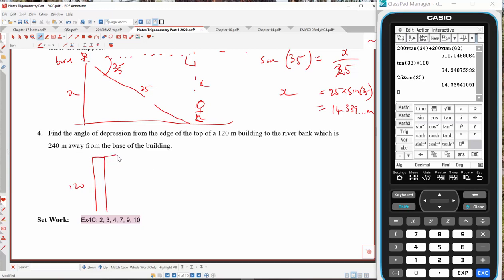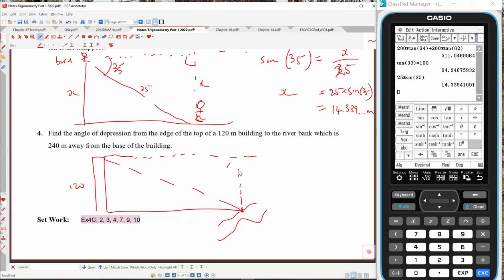So what's happening here is we imagine this as the horizontal, all right? And we've got a riverbank. Let's just say that the riverbank is over here, 240 meters away from the base of the building is our riverbank, all right? And what we're after is the angle of depression. Try that again.